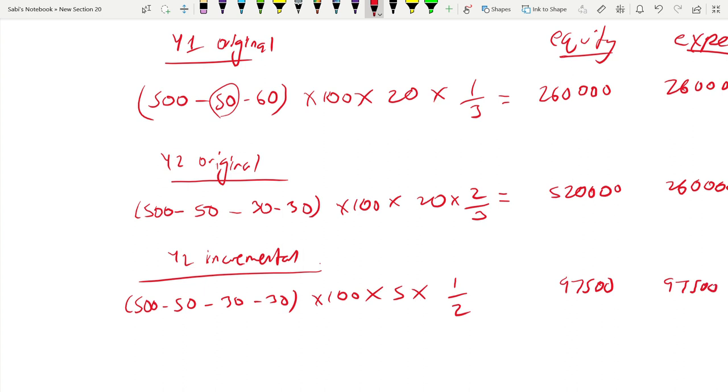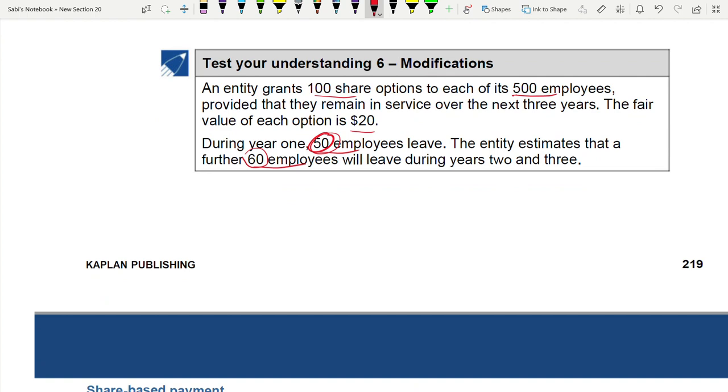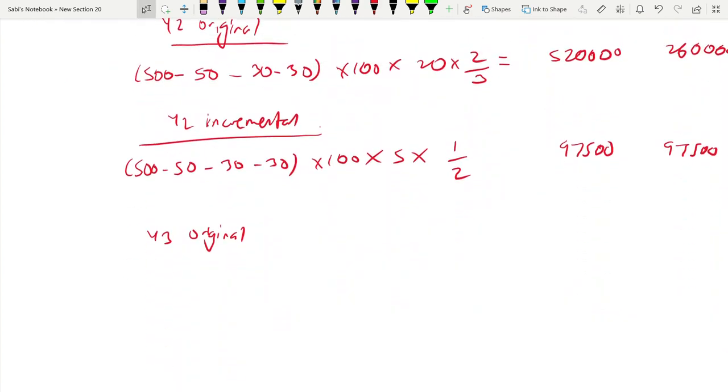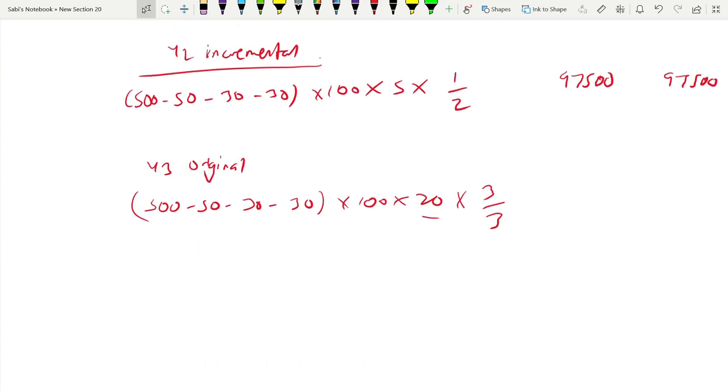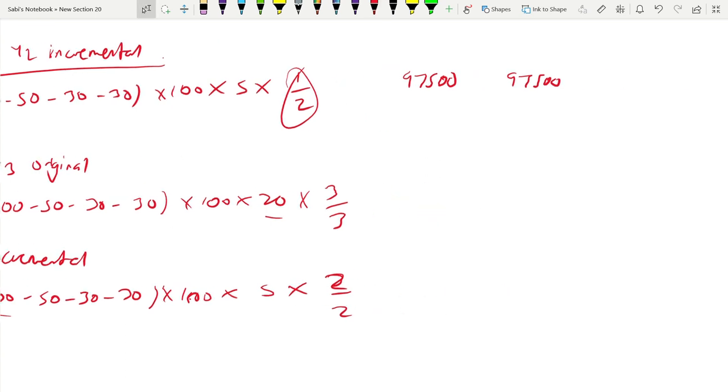We are moving on to year 3. So year 3 original. When you are moving to year 3, you have to take these 50 employees of year 1, these 30 employees of year 2, and these 30 employees of year 3 actually that are leaving because this is vesting that time. So 500 minus 50 minus 30 minus 30 into 100. Fair value will be 20 into 3 over 3, the original one. The incremental will remain the same: 500 minus 50 minus 30 minus 30 into 100. Only the fair value will change here. Fair value will be 5, and this will be 2 over 2, because you see here, the incremental. So here it will be 780.